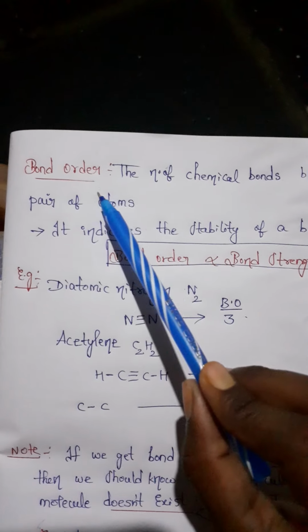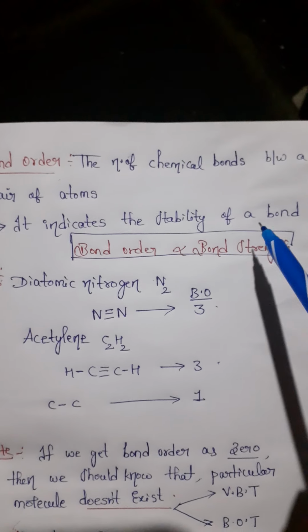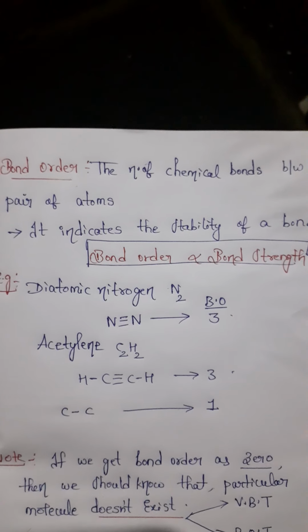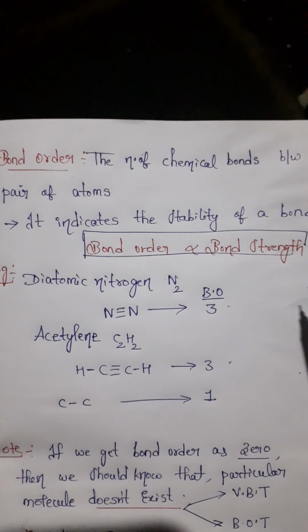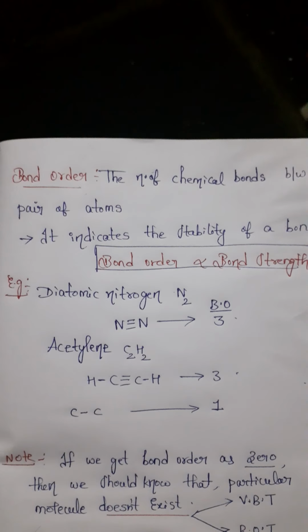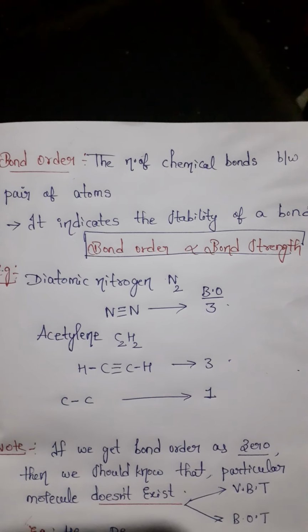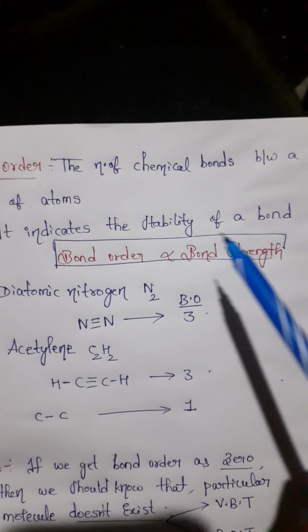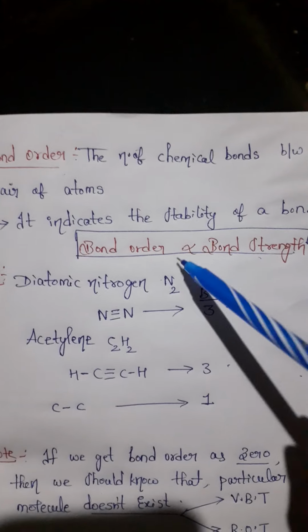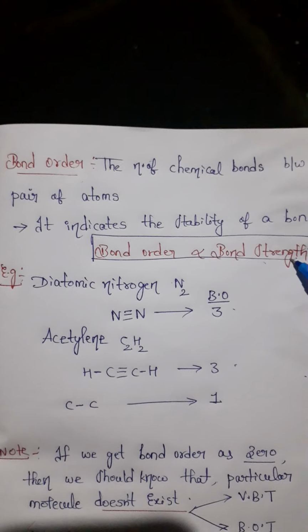See, bond order indicates the stability of a bond. If the number of bonds present between the pair of atoms is more, then its strength will be more, which means its stability will be more. So bond order is directly proportional to bond strength. Okay, let us take some examples.